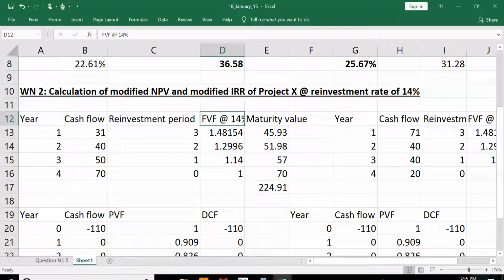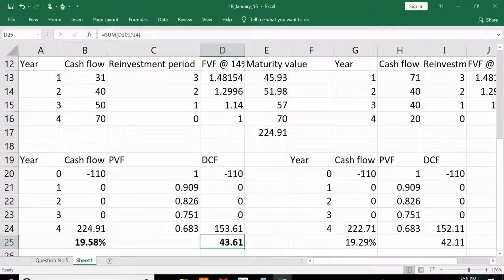So now what we are going to do is, listen, calculation of modified NPV and modified IRR with reinvestment at 14%: year, cash flow, reinvestment period, future value factor and maturity value. You are going to do this for both the projects. I don't want you to copy that. You will copy this again. I don't want to spend time in calculating NPV and IRR. IRR will take a lot of time.